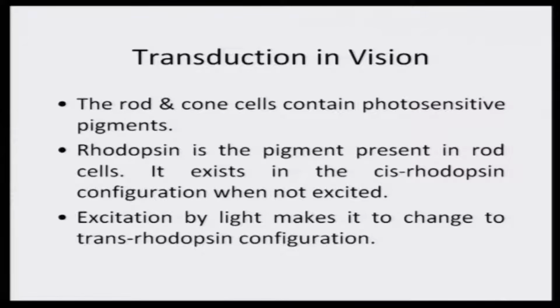Now, the rod and the cone cells contain photosensitive pigments. Very interestingly, the rod cell, when it is not excited, is in the cis rhodopsin configuration, and when light falls on it, it changes into the trans rhodopsin configuration. And this concept we will again carry when we come to memory and talk about iconic memory. There we would be saying that right at the level of the sensory organ, for a very brief period of time, some amount of information is retained.